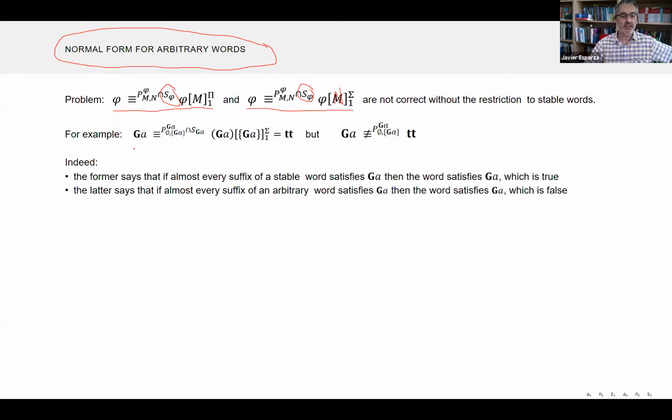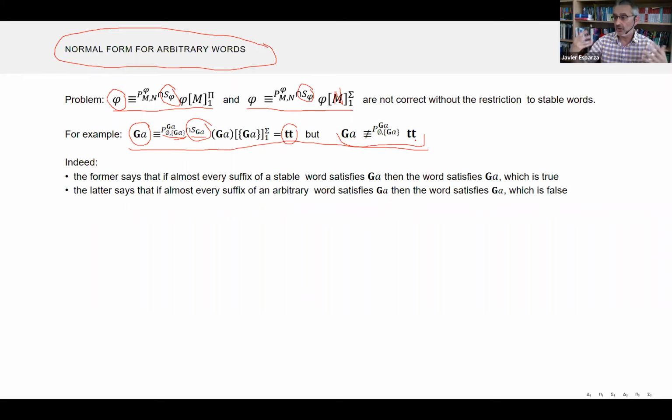And here is a particular example, and of course I am not going to expect that you understand all this mambo jumbo, right? It's quite heavy notationally, but this is only there to make clear to you that you don't have to construct a very complicated phi to violate this. So if you just take the formula GA, then when you restrict yourself to the stable words, it will be equivalent to true in this equivalence class. But if you remove the part concerning the stable words, it will no longer be equivalent to true.